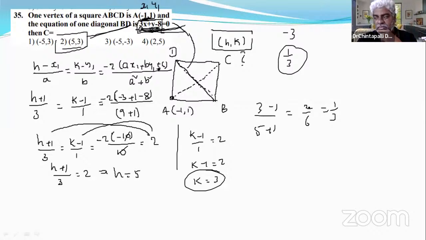But in that verification method, you need to verify each option. If you take the first option, the slope of negative 1 comma 1 and negative 5 comma 3 is (3 minus 1) by (negative 5 plus 1), that is 2 over negative 4, which is not equal to 1 by 3. Got it? Option 1 is wrong, because the slope of negative 1 comma 1 and negative 5 comma 3 is not equal to 1 by 3. Clear?